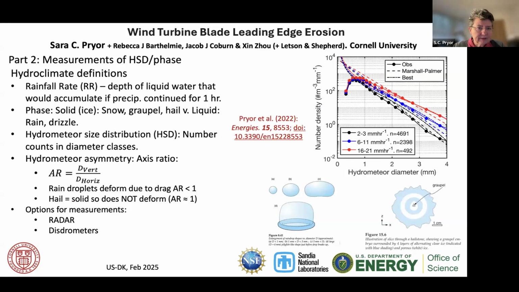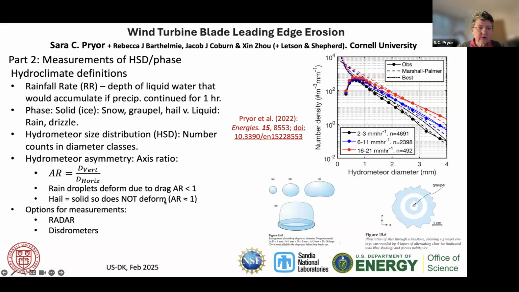I suspect that we won't need to do too much here, except to say for the hydrometeor number density, within the IEA task we looked at observational number size distributions, and they do not fit either Marshall-Palmer or the best size distribution. So we do need to be making these types of measurements.